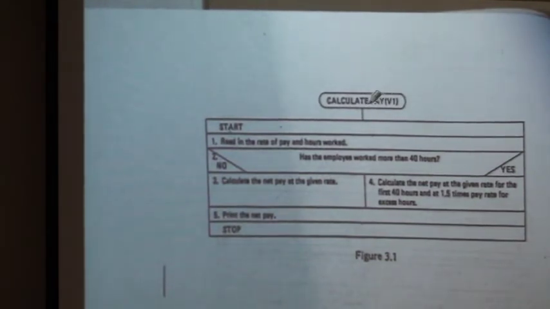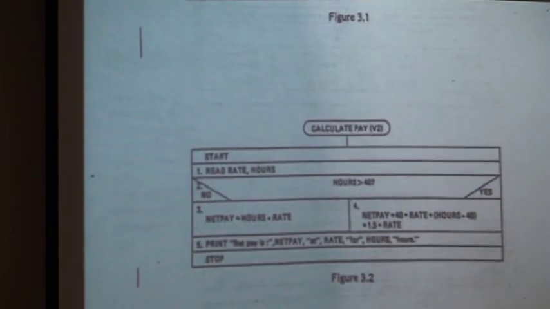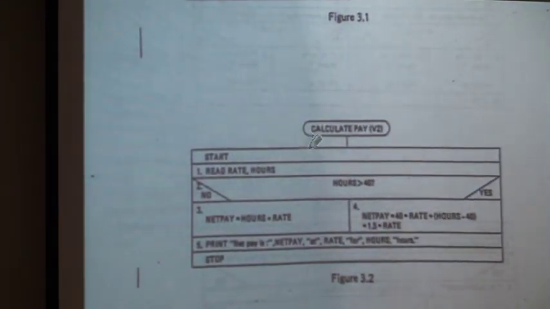Calculate the pay of 1 employee only. So read the rate of pay and hours worked. There are 2 variables here, but this is pure English, so it's a little bit harder to read and understand. Has the employee worked more than 40 hours? If yes, give them overtime pay, right? Otherwise, no overtime pay. In both cases, when you come out and meet here, print net pay. Net pay is what you're calculating here or here. So this flowchart is more general, and you can be more specific.